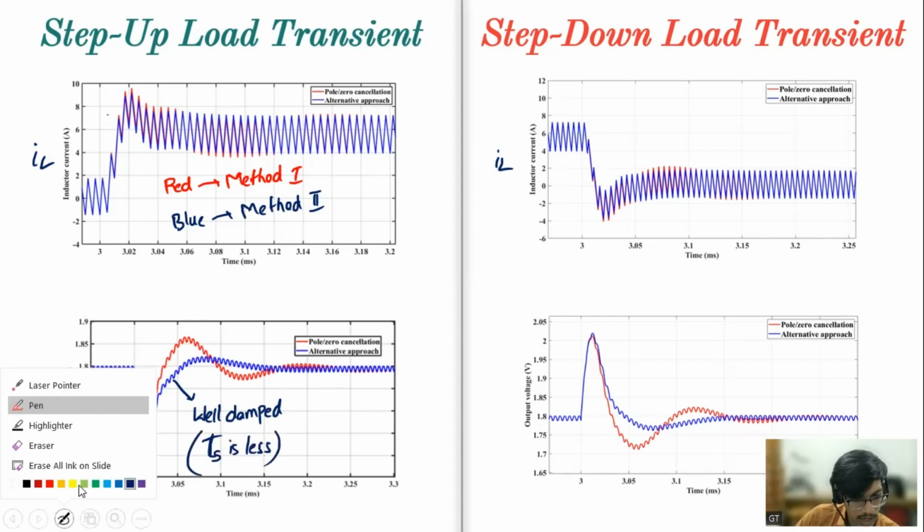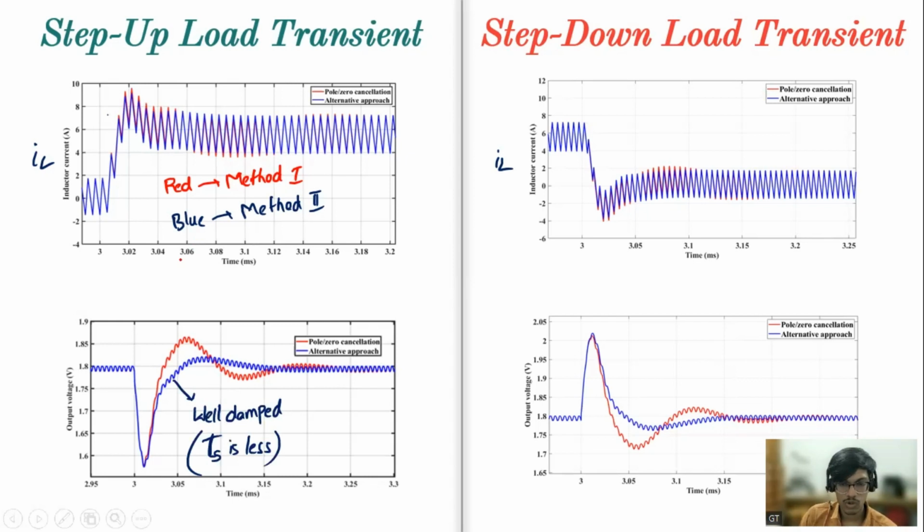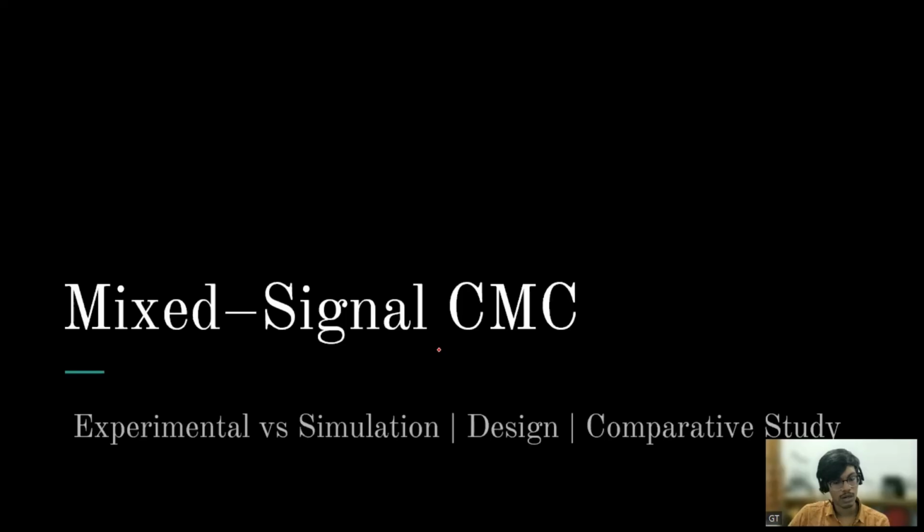So we can say that in the inductor current, there is not much difference. Both are almost the same in terms of overshoot as well as settling time. Whereas in the case of V0, we had seen that the alternative approach provides better damping. Also, it will reach the settling time a bit faster than the pole zero cancellation. And the same has been implemented in the hardware results, and Sir has shown the hardware results. I'm not going into the details. I just wanted to mention and focus on the part where the alternative approach performs better than pole zero cancellation. So with this, we complete the voltage mode control.